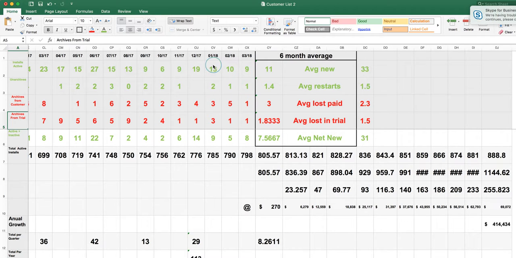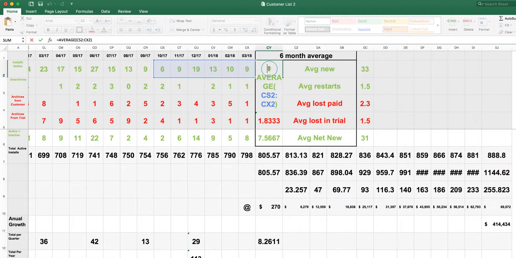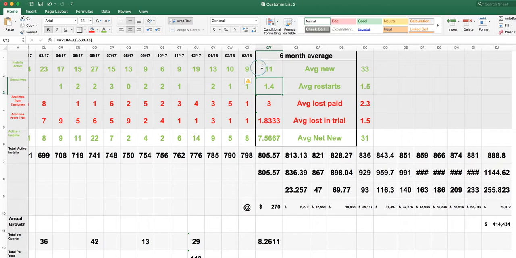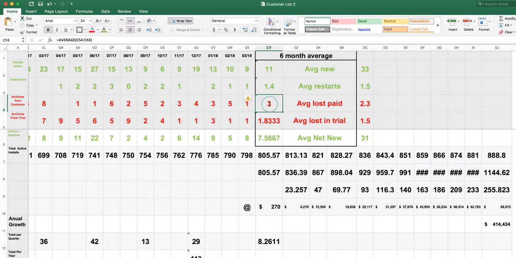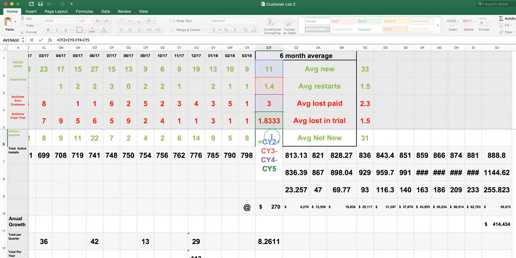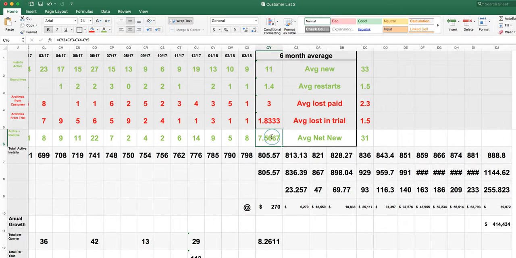So here's what I did: I did the average of the previous 6 months. So that's that 6 months there, which was 11, right? And then the number of restarts, again, average. No, that's fair. That's what I did there.